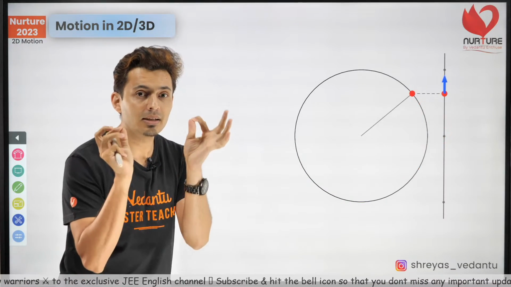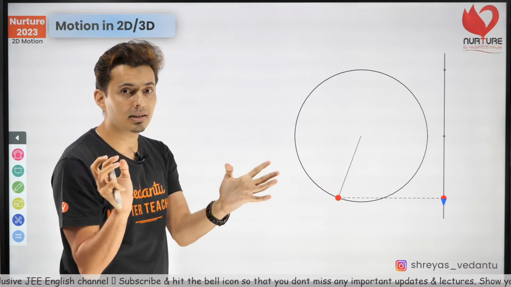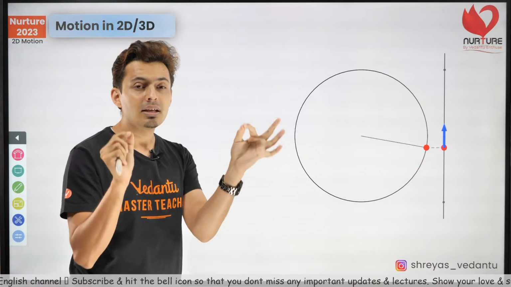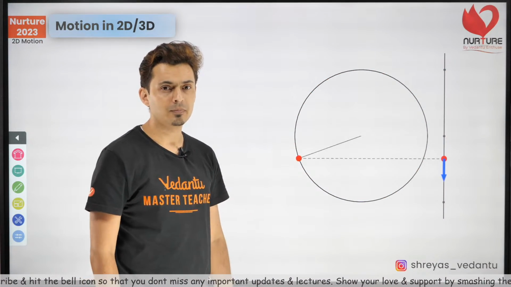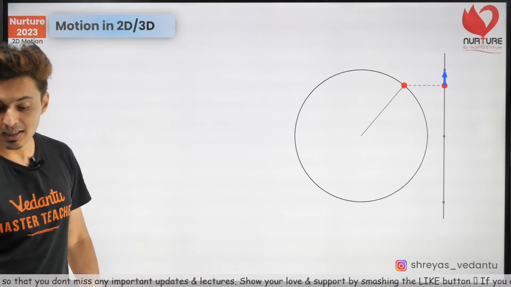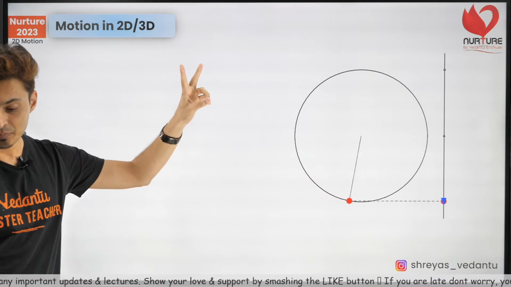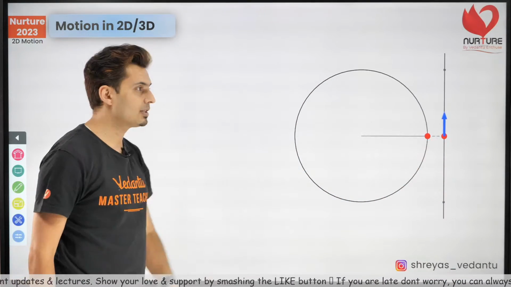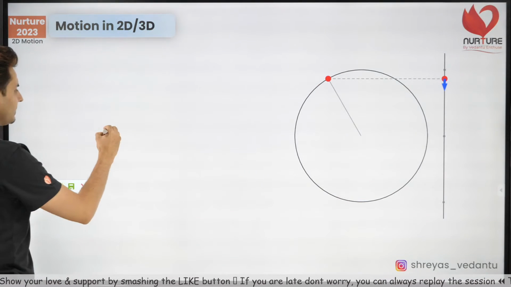The main underlying thing for this chapter is that a 2D motion is nothing but two one-dimensional motions. Yes, I'll repeat it again. A 2D motion is nothing but two one-dimensional motions. A 3D motion is nothing but three one-dimensional motions. I'll help you with this thought like this.